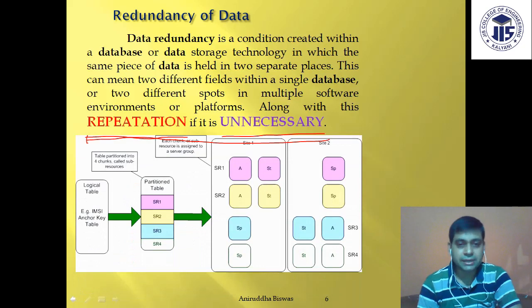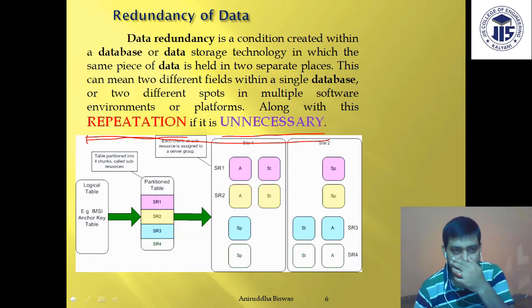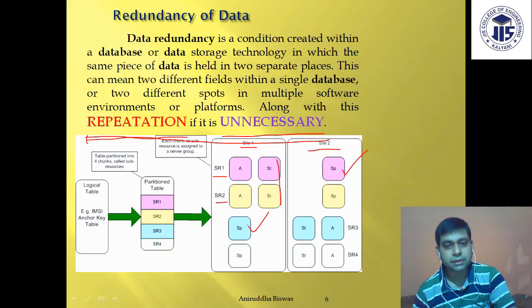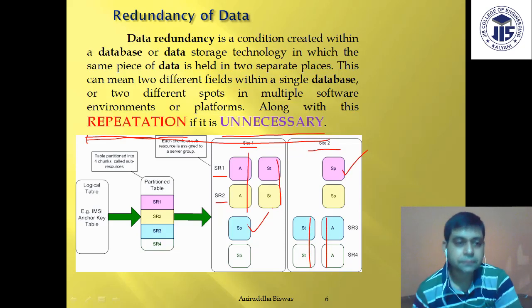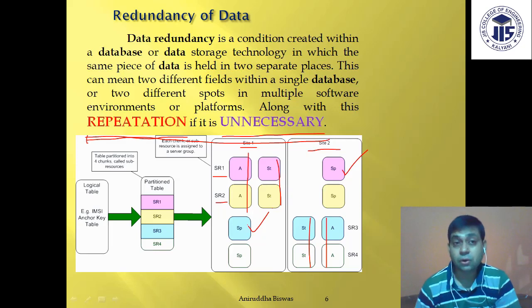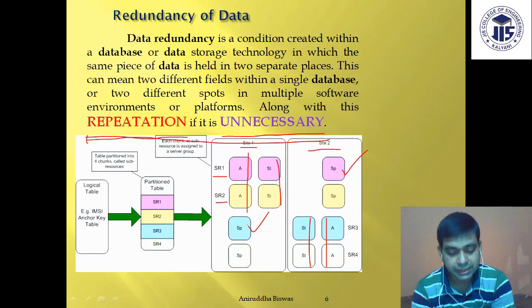Now here is an example of redundant data. This table is partitioned into 4 chunks called sub-resources, and each chunk or sub-resource is assigned to a server group. The same information may be in different places, right? It is saved in site 1, and in site 2 also it is saved. If you see here, this SP is here and also here, this ST is here and also here, and similarly this too. So what I want to say is that in the database there could be a repetition of the same value again and again and unnecessarily.